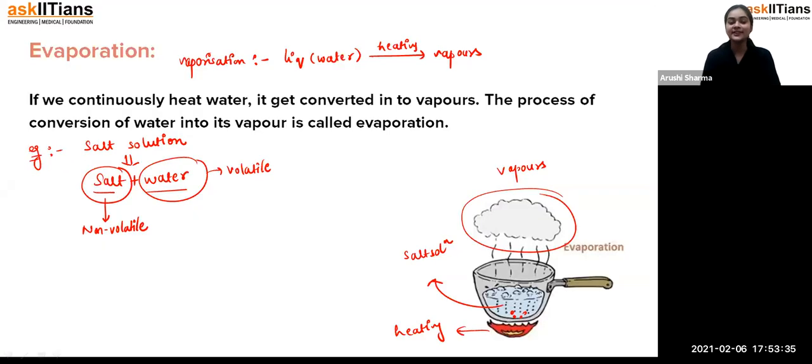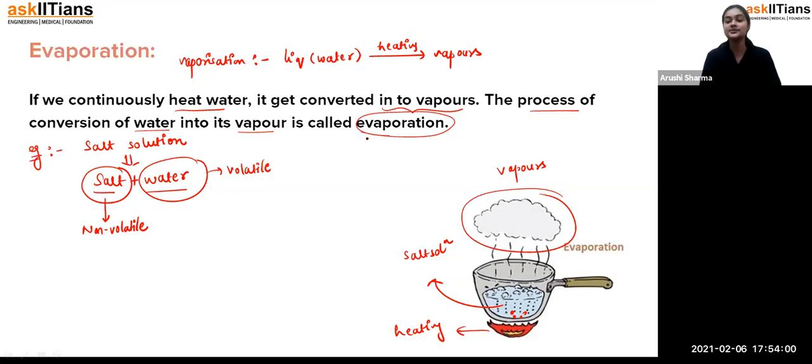Fine, students. So for evaporation, it is very important to have a volatile and non-volatile mixture, so that the separation is easy. You can see here that if we continuously heat water, it gets converted into vapors. The process of conversion of water into vapor, we call the evaporation technique.